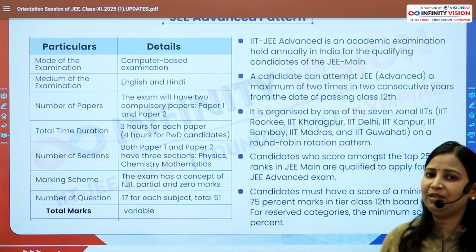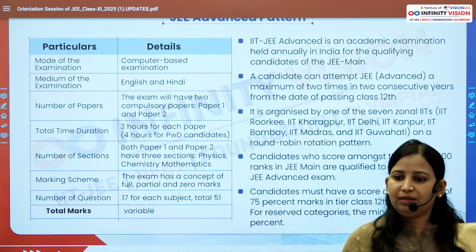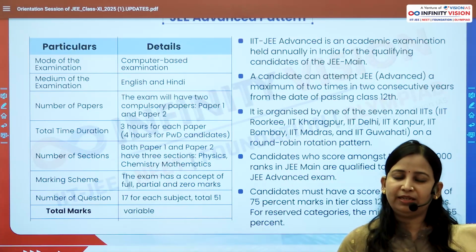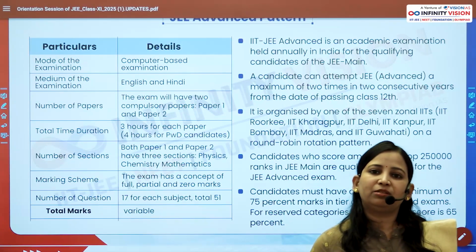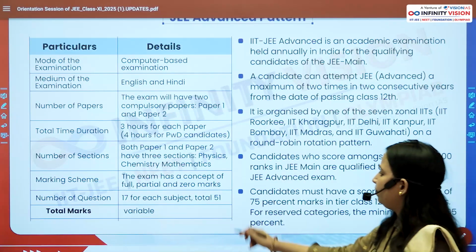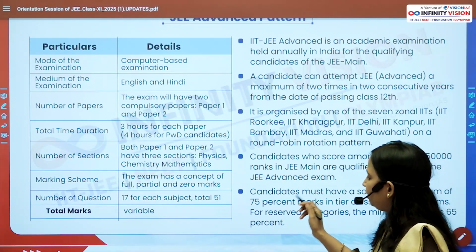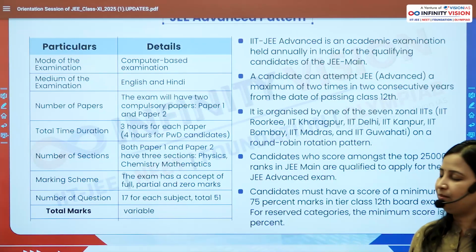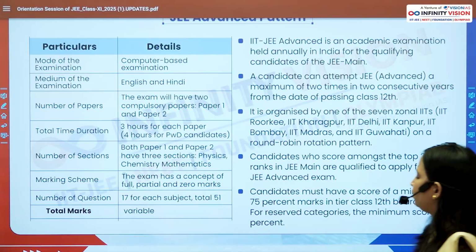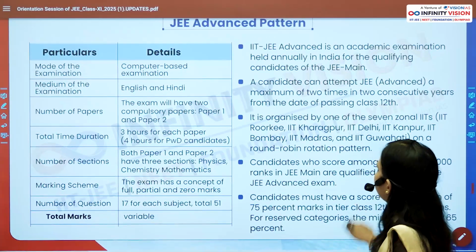This exam actually comprises a number of variations. You can get full marks, you can get partial marks, you can get 0 marks, you can also get negative marks. Now, the number of questions in 2024 JEE Advanced, from each section, physics, chemistry, mathematics, was 17, that is a total of 51 questions.